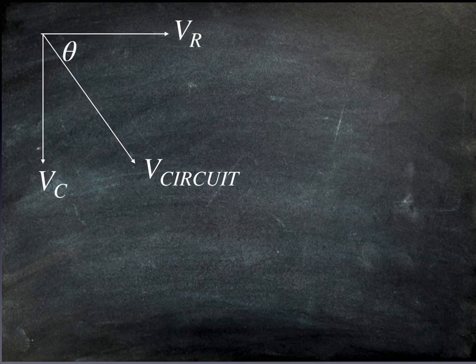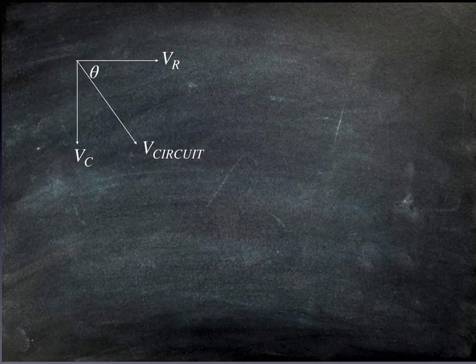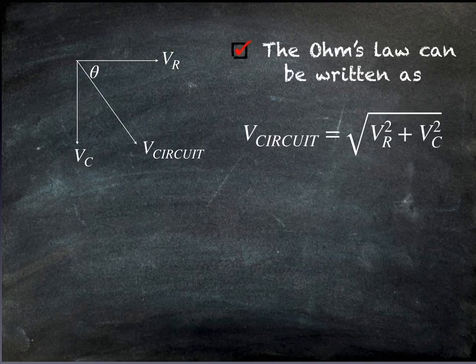Now let's try to fit these measurements in Ohm's law. First, let's remind ourselves what Ohm's law states for an RC circuit in the AC domain. We found that the voltages across the cap and resistor are 90 degrees apart. The voltage across the circuit can be found by using the Pythagorean theorem. Therefore, Ohm's law can be written as shown.